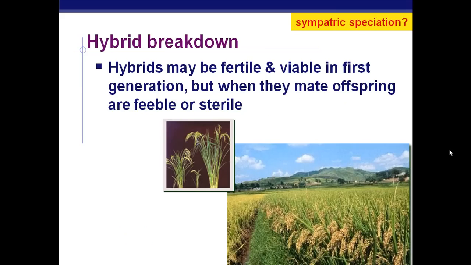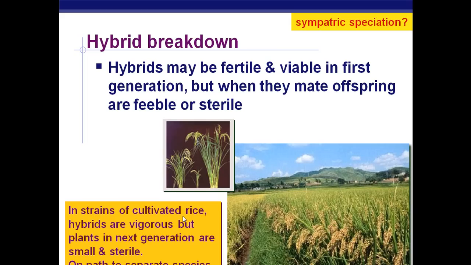And the last is hybrid breakdown. Hybrids may be fertile and viable in the first generation, but when they mate, their offspring are feeble and sterile. So the initial hybrid may be okay, but then when you take those hybrids and breed them together, you get not much. For example, in strains of cultivated rice, hybrids are vigorous, but plants in the next generation are small and actually sterile. They're basically on the path to separate species.